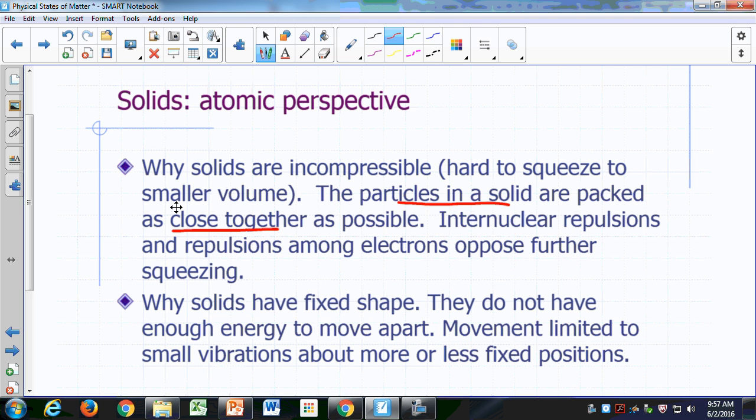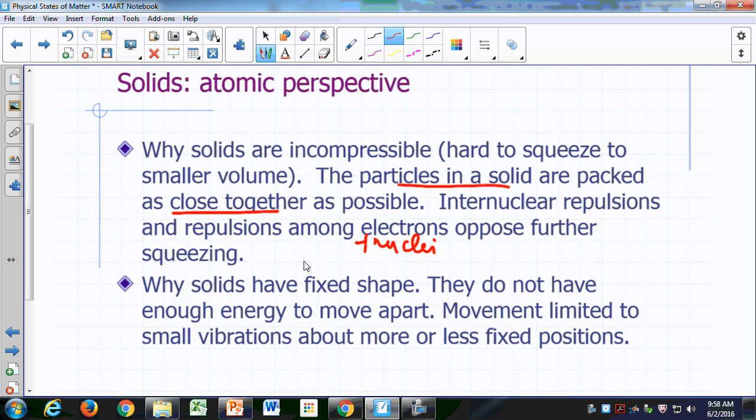If you further squeeze them in, there's going to be very strong repulsions among the electrons, and among the nuclei as well. Let me add that. When the nuclei get too close together and the electrons are all crowded together, they start to strongly repel each other, and that opposes further squeezing.